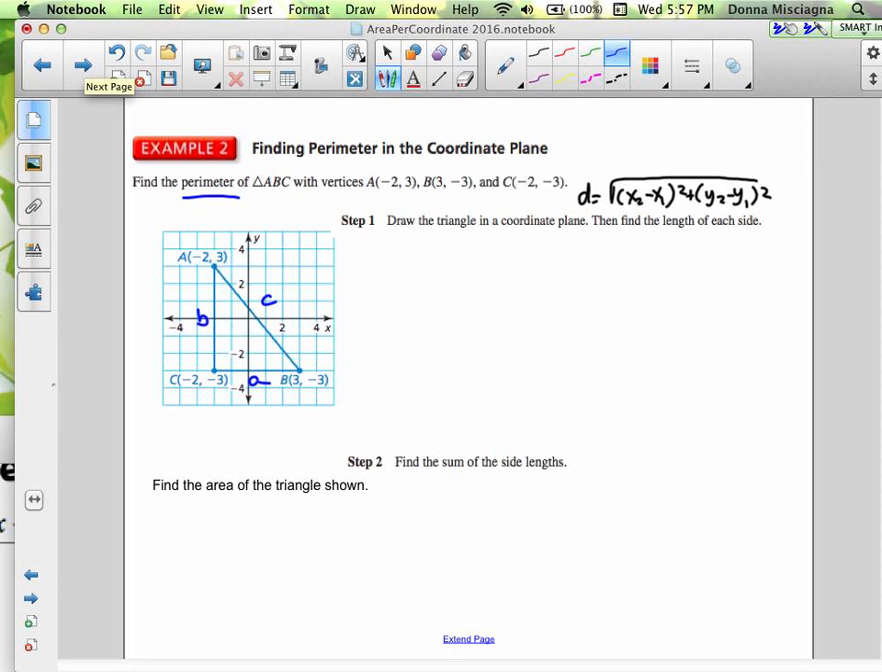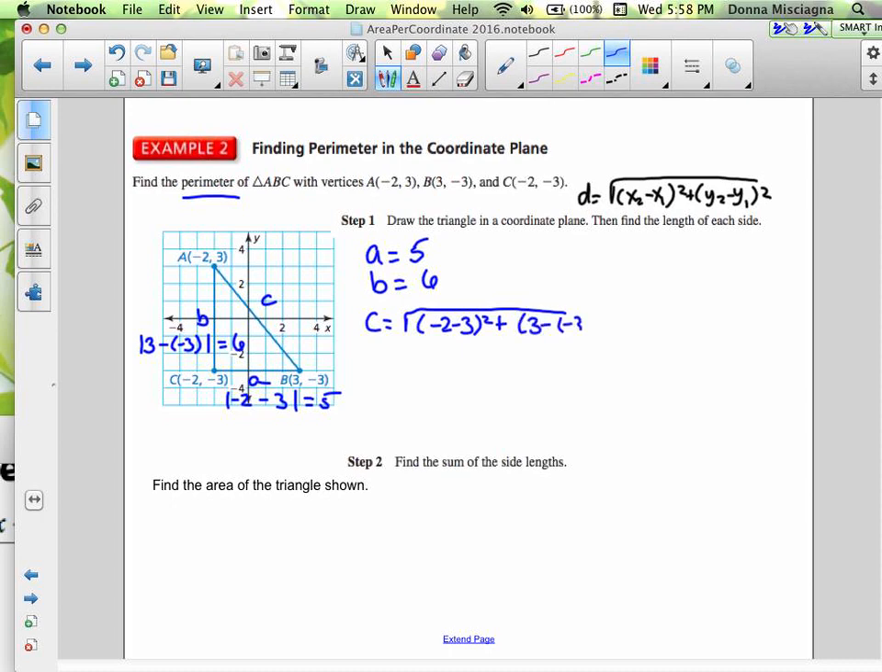So A here is just the difference in the x coordinates. The absolute value of -2 minus 3, that's 5. B is the absolute value of the difference in the y coordinates, so 3 minus -3, which is 6. So we know A, we know B, and now for C, we're going to use the distance formula. It's the difference in the x coordinates, -2 minus 3, squared, plus the difference in the y coordinates, 3 minus -3, squared.